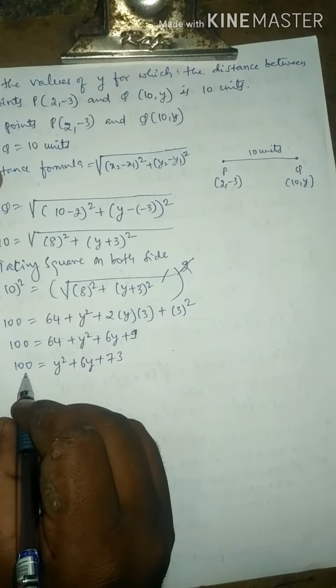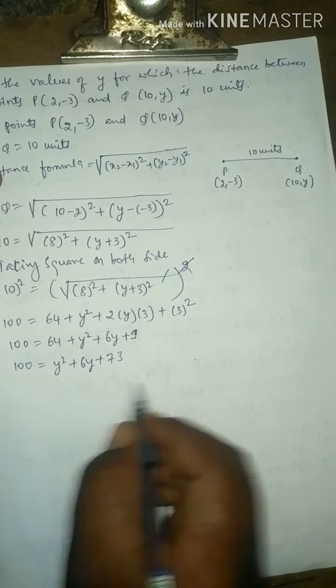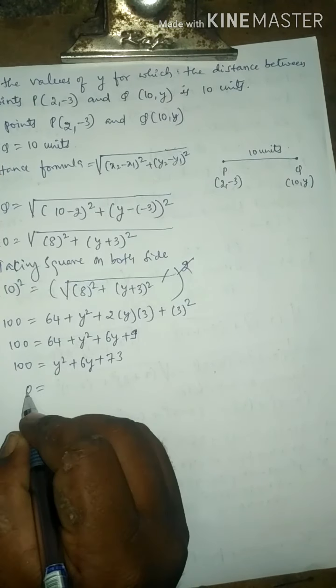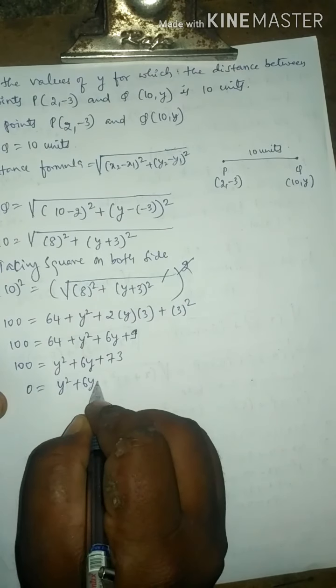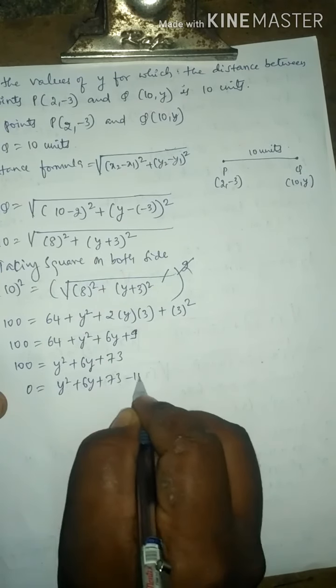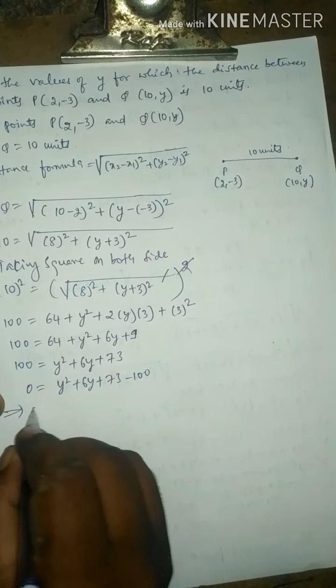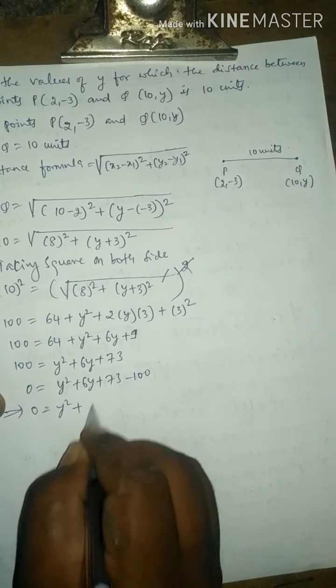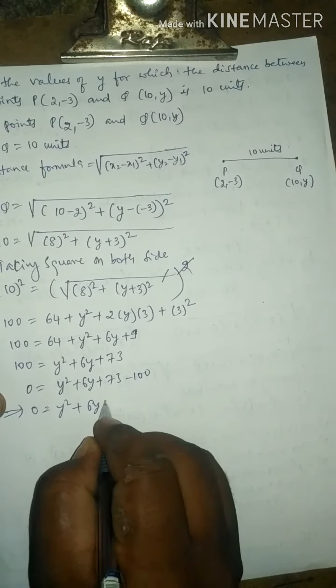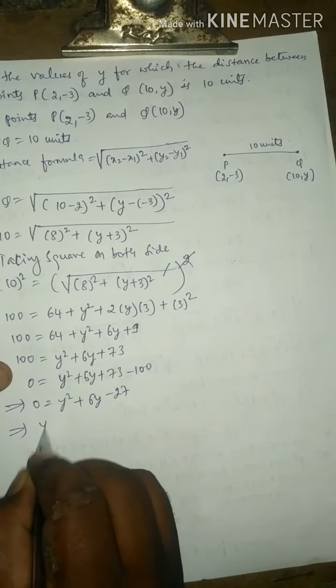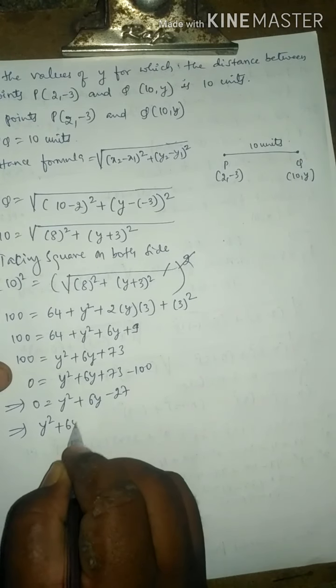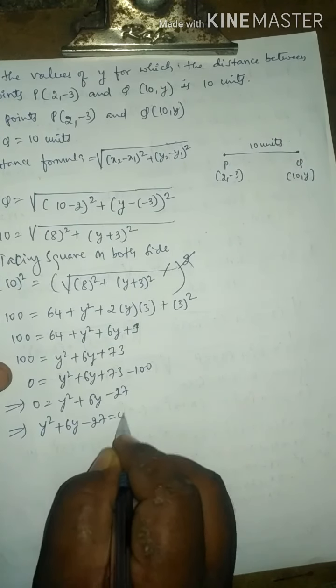So now this 100 you have to transpose from LHS to RHS. If you transpose, nothing will remain on this side, so you have to write 0. y square plus 6y plus 73 minus 100. Which implies 0 is equal to y square plus 6y, 73 minus 100 is minus 27. So the quadratic equation is y square plus 6y minus 27 equal to 0.